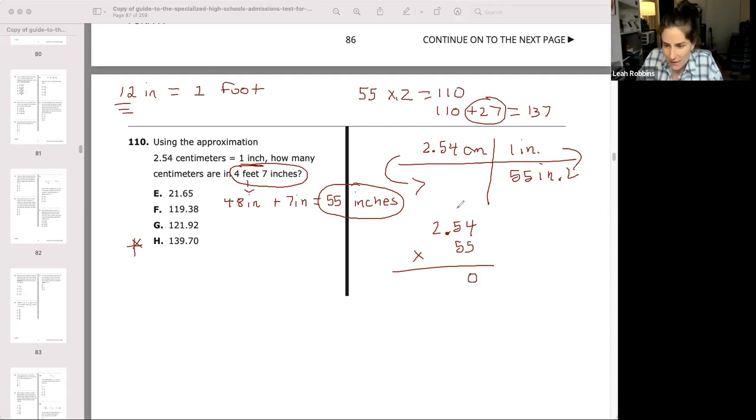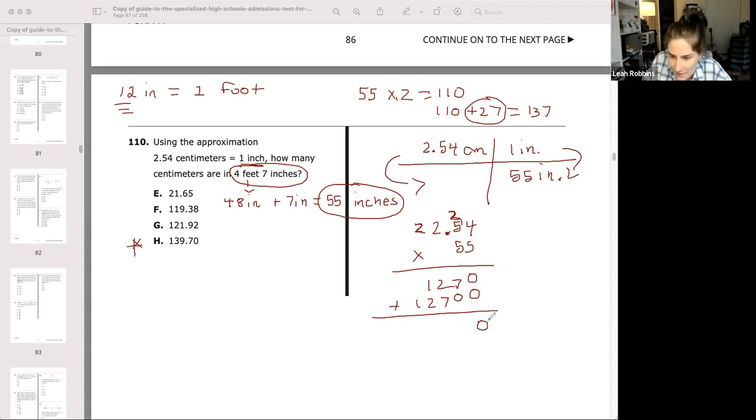4 times 5 is 20. 5 times 5, 25 plus 2, 27. 5 times 2 is 10 plus 2 is 12. I'm sorry that this looks a little sloppy. Bring down my 0 because I'm moving on to the tens place. 4 times 5 is 20, so 0 down here. We have a 2 up here. I'm just going to write over that one. 5 times 5, 25 plus 2, 27, so 7. And then we got this 2 again. 2 times 5 is 10, and then 12. It's going to be the same because it's 55. You're multiplying the same thing. You know what I mean?